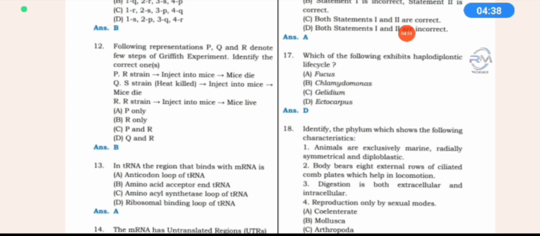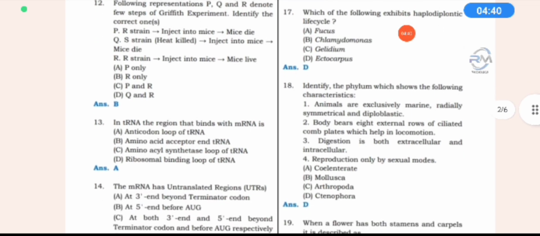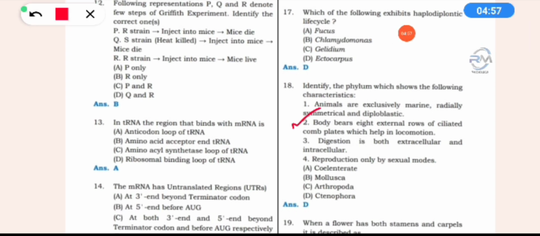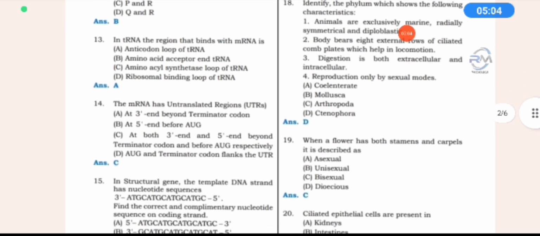Identify the phylum which shows the following characteristics. Animals are exclusively marine, radially symmetrical and diploblastic. Body bears 8 external rows of ciliated comb plates which help in locomotion. Digestion is both extracellular and intracellular. Reproduction by sexual mode. The key point is that body bears 8 external rows of comb plates, which are present in Ctenophora only.